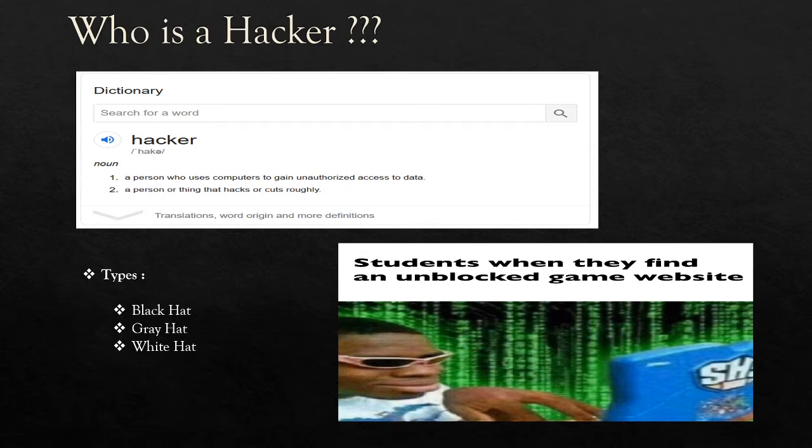So what are gray hat hackers? First of all, I would like to tell you about white hat hackers. White hat hackers are the cybersecurity professionals who work in a company to secure the applications, right? These are called white hat hackers. And who are the gray hat hackers? Gray hat hackers are the persons who work as cybersecurity professionals and can also attack. These are the persons known as gray hat hackers.